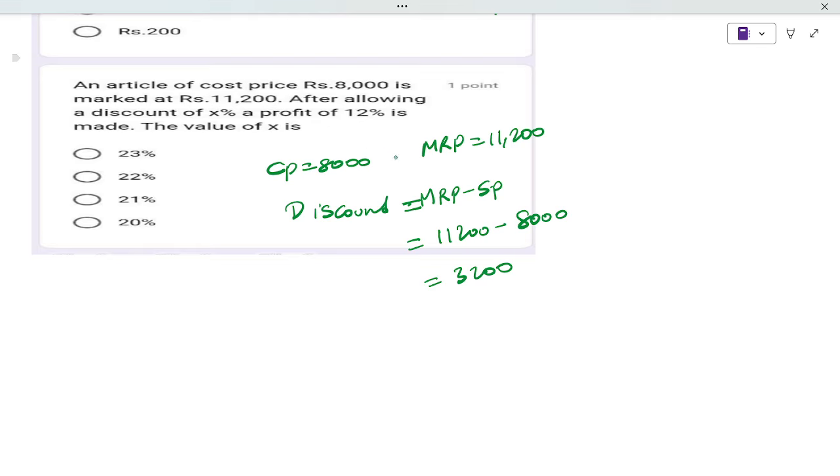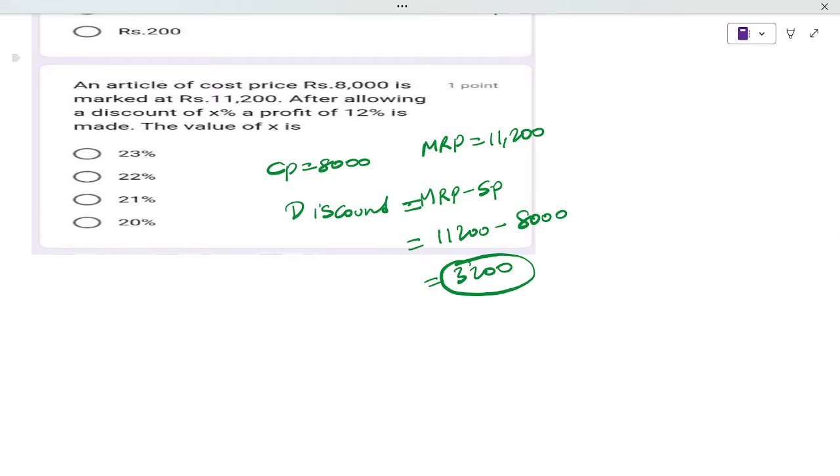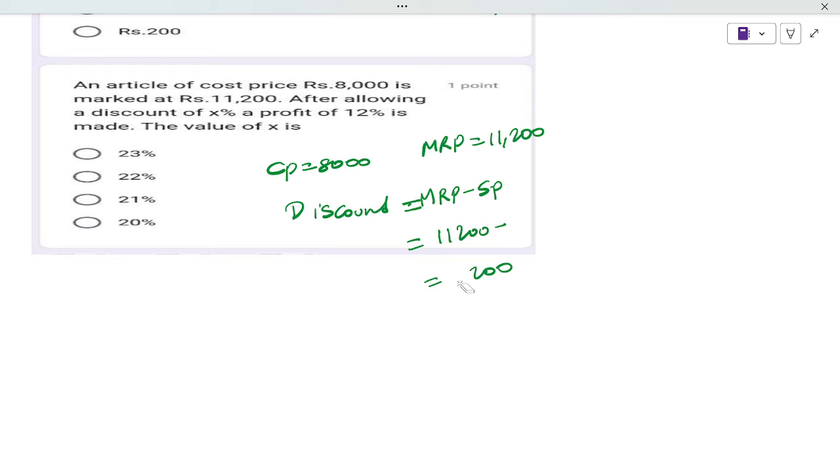But that 3,200 is not the actual discount, because the discount was given and the sale made afterwards. First we need to find the selling price. We write 8,000 right away. After giving the discount, we got a 12% profit, so we need to find that one first. The profit is 12%, and profit is calculated on cost price.